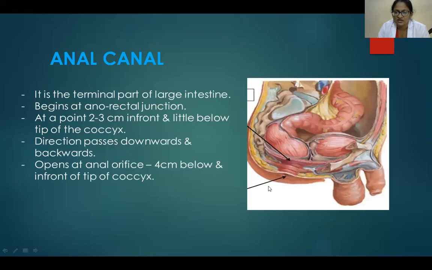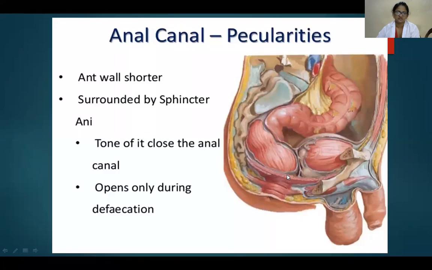What is the direction of the anal canal? It is directed downwards and backwards. The opening at the anal orifice is 4 centimeters below and in front of the tip of the coccyx. Where is the opening of the anal canal? It opens 4 centimeters below and in front of the tip of the coccyx. This is the site where the anal canal opens.